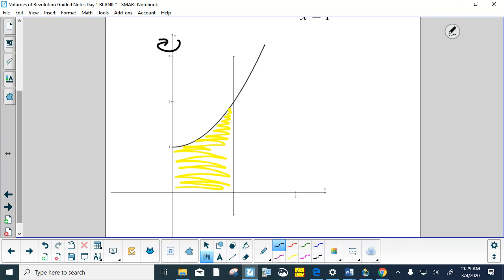This is a combo. You get a disc and a washer for the price of one. Where's it a disc? From here to here, right, from 0 to 1. You see how it's a disc? Because all of the area is adjacent, right? And then where's it a washer? Above it. Do you see how this is different?